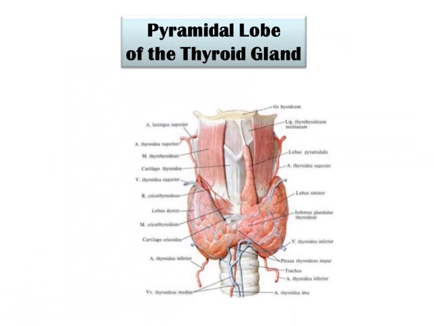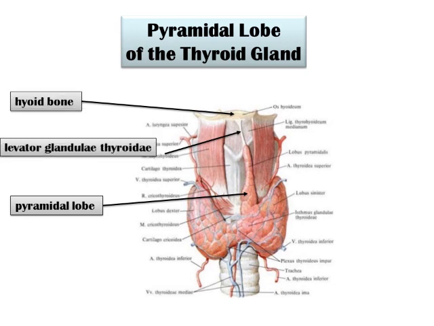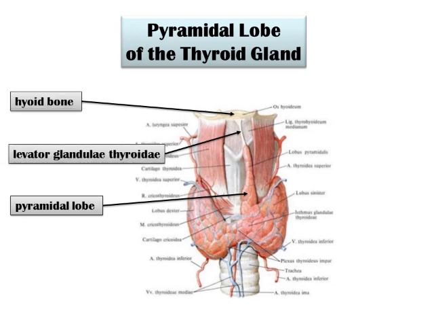Pyramidal lobe of the thyroid gland. This pyramidal lobe is a small conical lobe located at the upper border of the isthmus, and it is connected to the hyoid bone by a fibromuscular bundle called the levator glandulae thyroideae. This levator is a remnant of the thyroglossal duct. The site of that lobe is to the left side of the median plane.